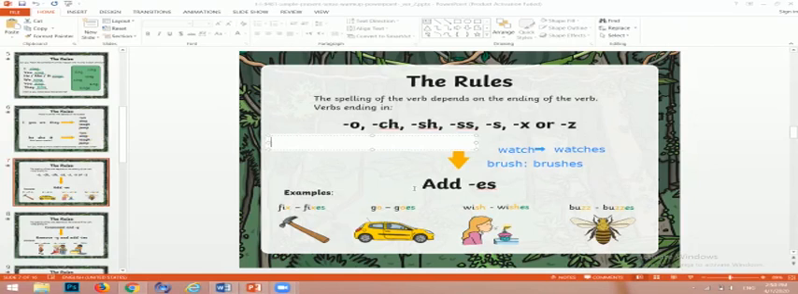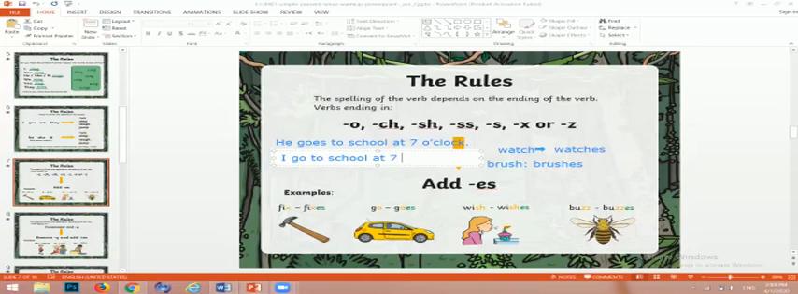Second one, go. There is an O here. Okay? Go. So we will add ES. Wish. The verb ends with SH. So we will add ES. Buzz. The verb here ends with Z. So we will add ES. Okay? The second rule: if we have a verb that ends with O, CH, SH, SS, S, X, or Z, we add ES.